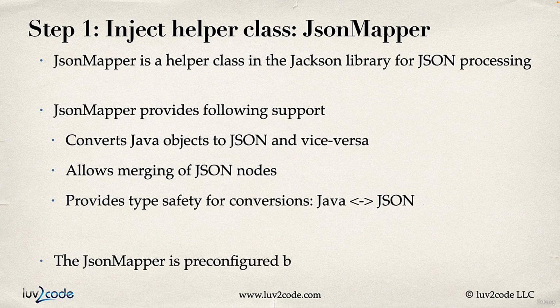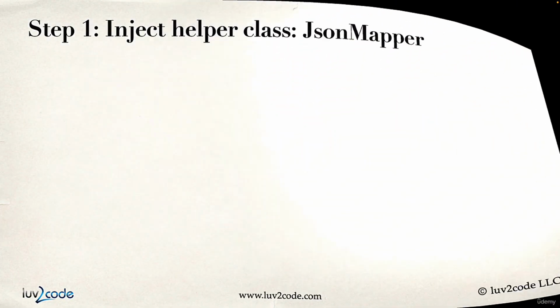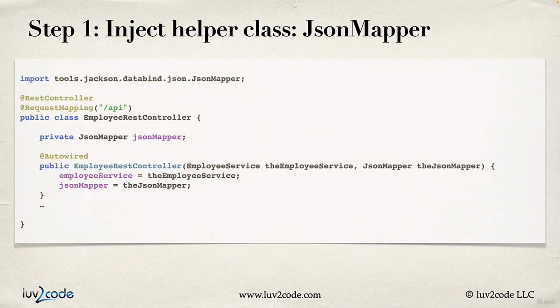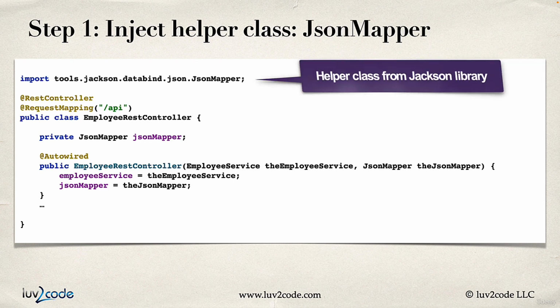And a really nice thing about this is that when you're using Spring Boot, the JSON mapper is pre-configured, so you can actually inject it into any of your Spring components. And now let's go ahead and look at the coding. And then for injecting the helper class JSON mapper, notice our import up top. This shows that this helper class JSON mapper is from the Jackson library.